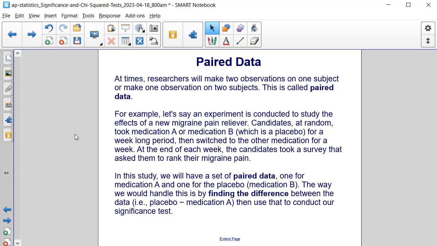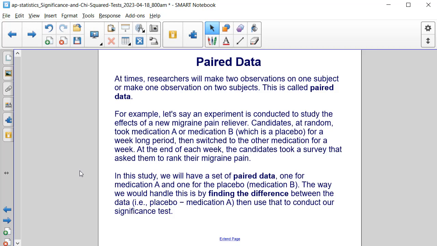Candidates at random took medication A or medication B, which is a placebo, for a week-long period, and then switched to the other medication for a week. At the end of each week, the candidates took a survey that asked them to rank their migraine pain.